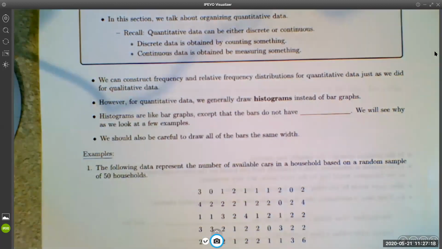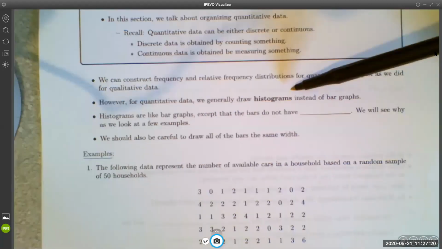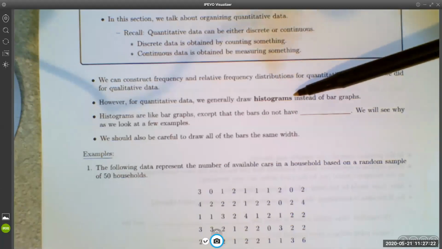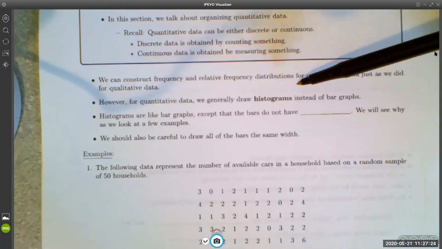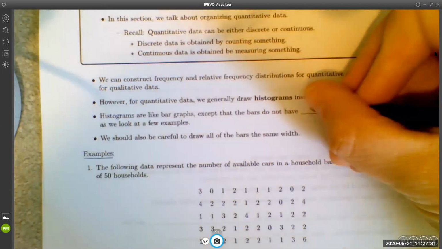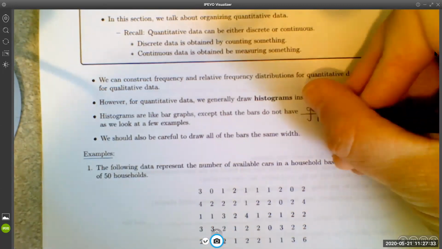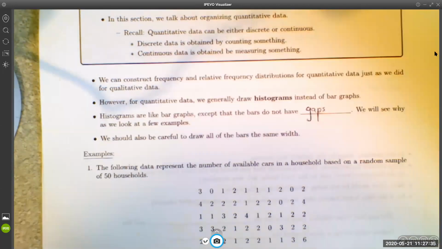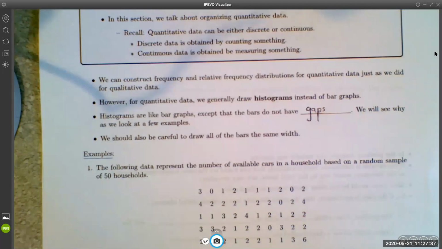One thing that we do with quantitative data is we'll construct what are called histograms instead of bar graphs. And really, histograms are the same thing as bar graphs, except that histograms do not have gaps between the bars. There are no spaces between the bars like there are in a bar graph. And there are mathematical reasons for that that I'll point out to you as we draw some histograms, okay? So let's just practice.